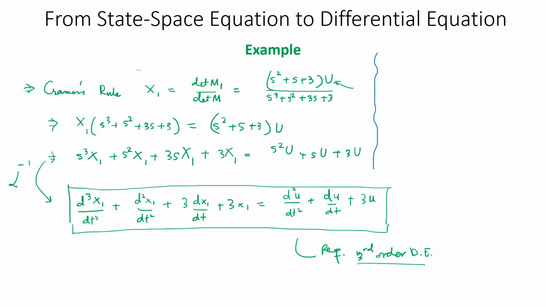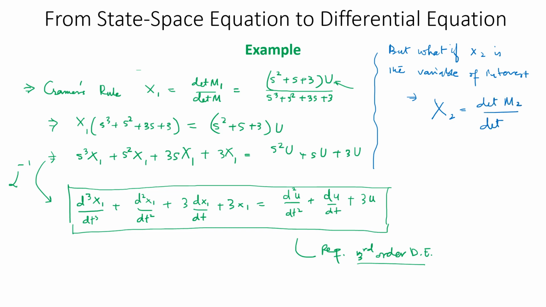But what if you're interested in not x1 but x2? What if that is the variable of interest? In that particular scenario, you can obviously recall that the Cramer's rule is going to be like x2 to be equal to determinant of M2 over determinant of M. So in that particular case, M2 is going to be the matrix where the second column is going to be replaced with the Z vector. So you would do that, and similarly for x3 as well.